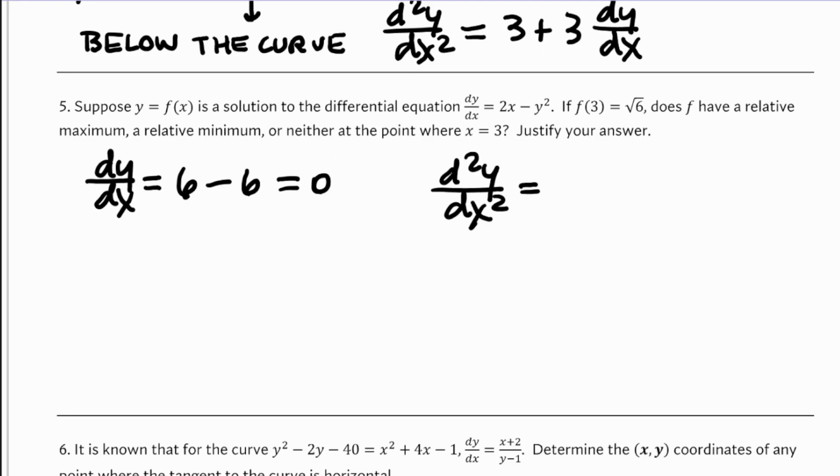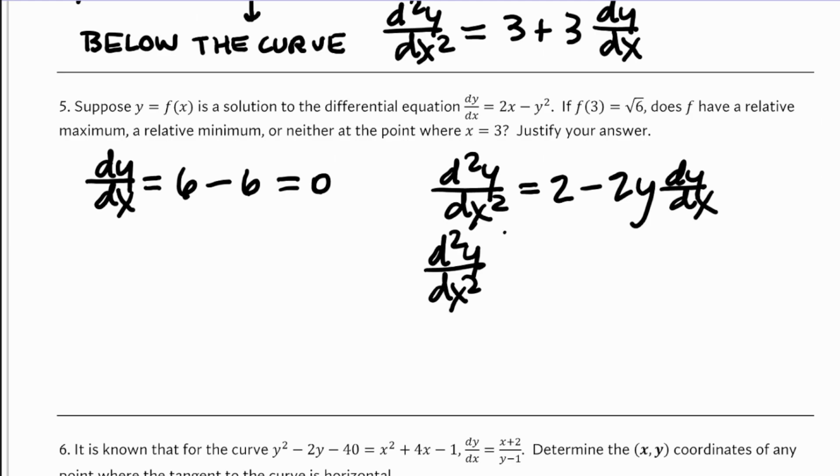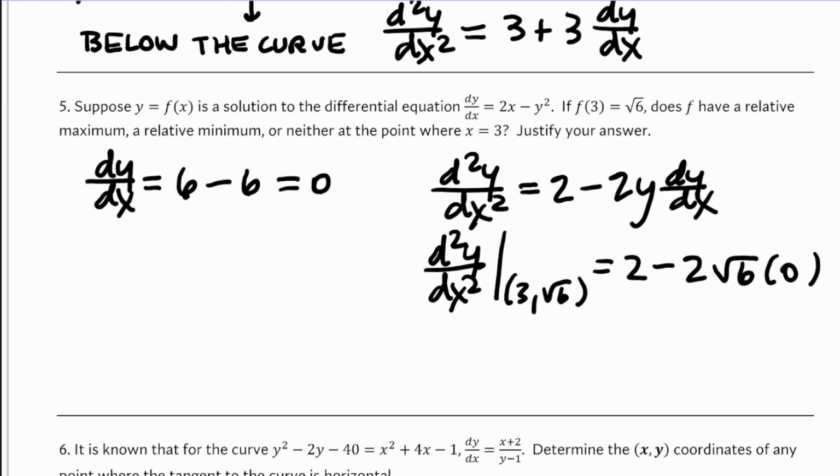So the derivative of 2x is 2, and the derivative of y squared is 2y dy dx. Okay. And then I'm going to find the value of the second derivative at the point they gave me. It's going to be 2 minus 2 times the square root of 6 times 0. Okay, so that's going to be positive. Okay, and I'll say, because the second derivative is positive and the first derivative is 0, we're at a relative minimum.